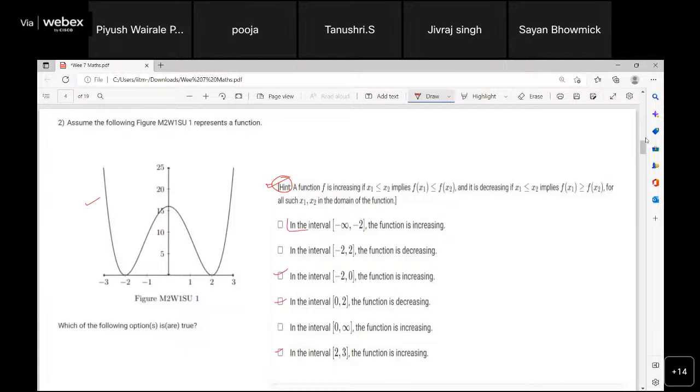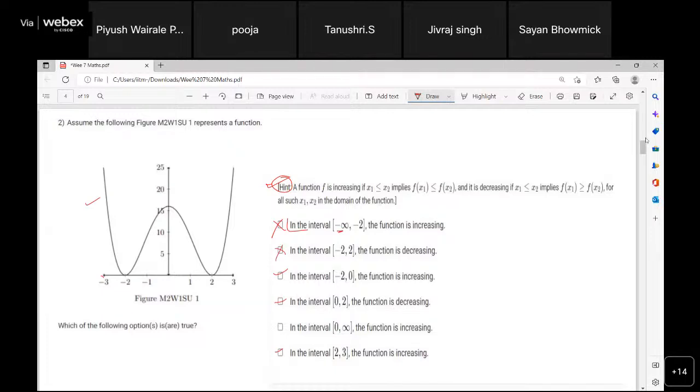Okay, let us check the first option. The interval is minus infinity to minus 2. The function is decreasing, right? So this is not correct. Now in the interval minus 2 to 2, clearly we can see the function first increases and then decreases. So this is also not correct.